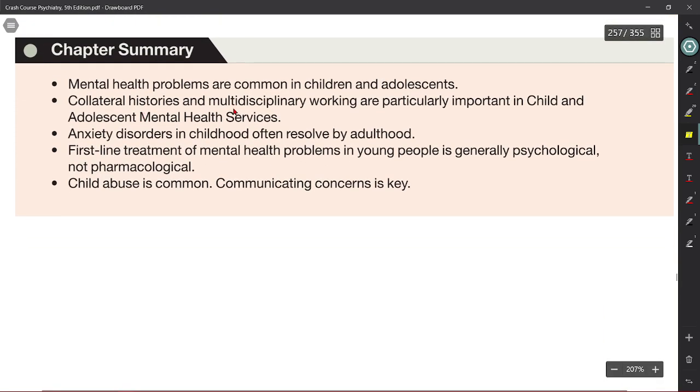Mental health problems are common in children and adolescents. Collateral histories and multidisciplinary working are particularly important in child and adolescent mental health services. Anxiety disorders in childhood often resolve by adulthood. First-line treatment of mental health problems in young people is generally psychological, not pharmacological. Child abuse is common. Communicating concerns is key.